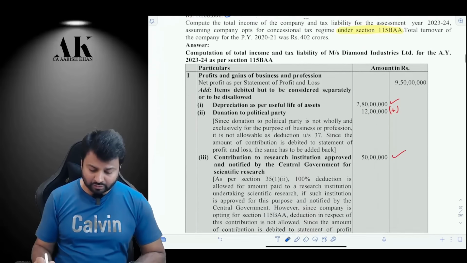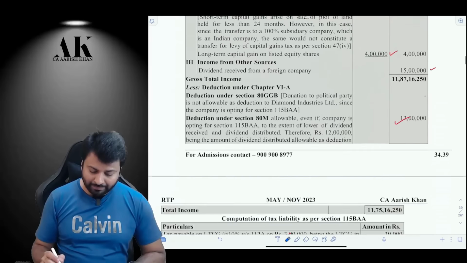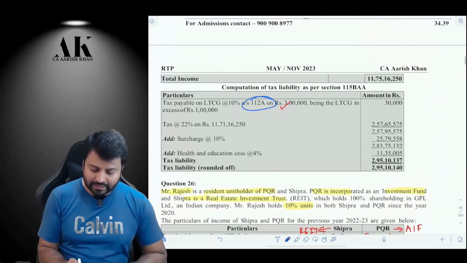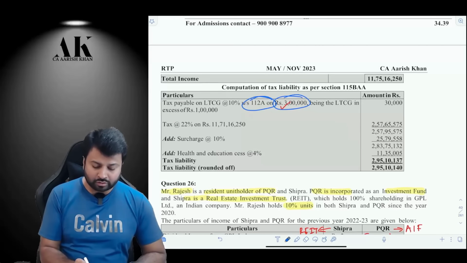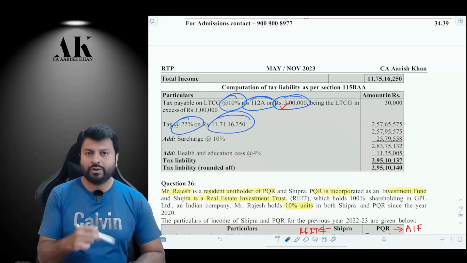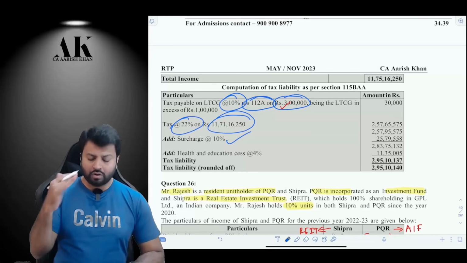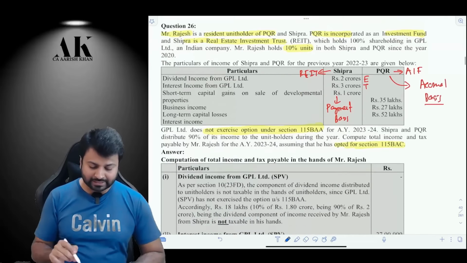Okay. Now this is what this question is all about. And once you do this, you will apply the tax rate. On 1128 income, as I have told you earlier, 1 lakh exemption, you're going to get 10% tax on 3 lakh, and on the balance income 1128, 22% tax, 10% surcharge, flat, always on 1128 income, okay? And 4% cess. Now, next question.